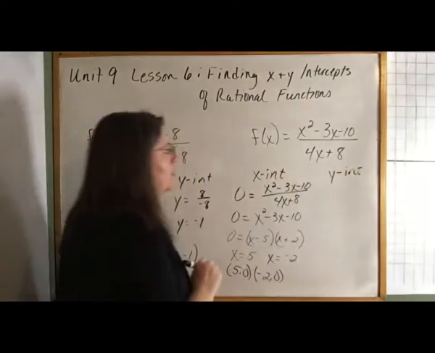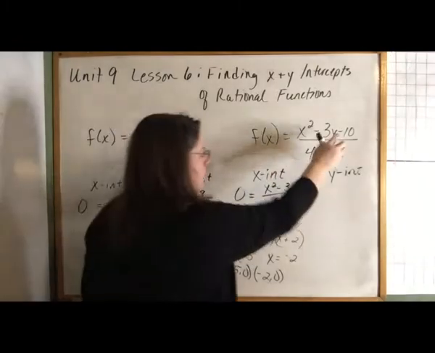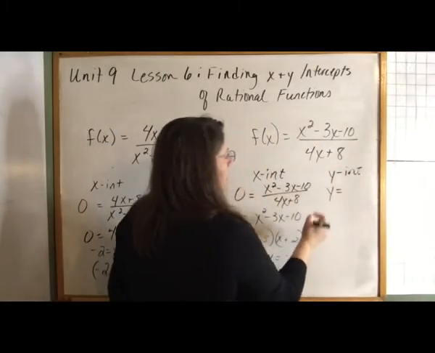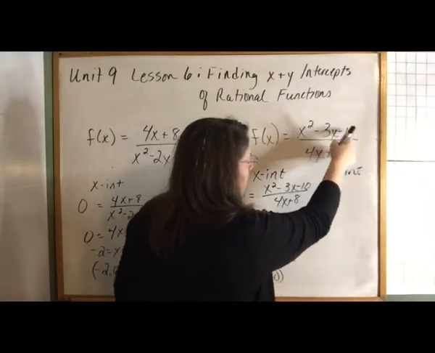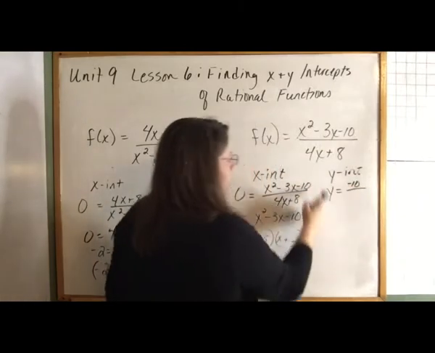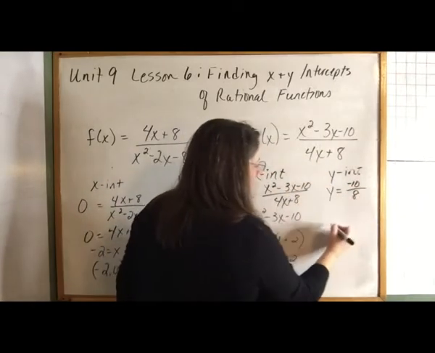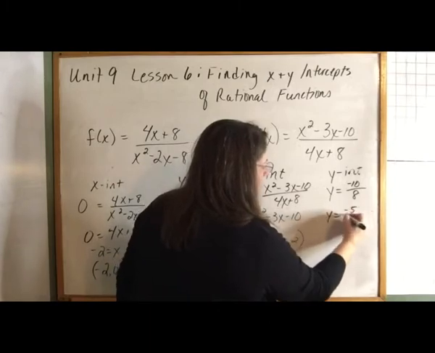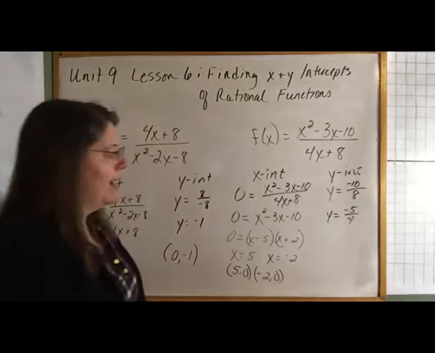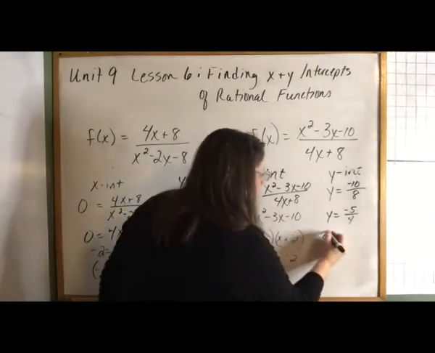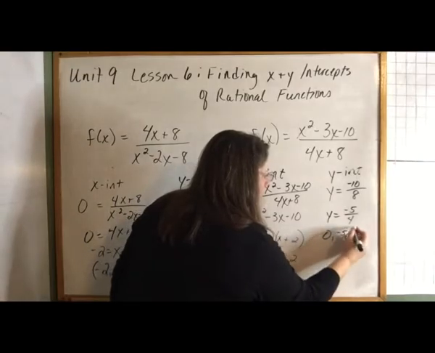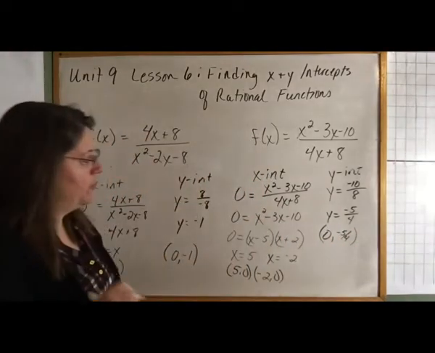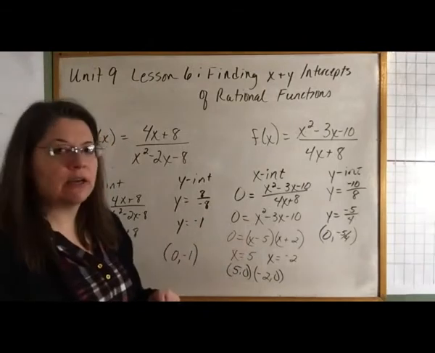To find the y-intercept, I'm going to set the x's equal to 0. 0 minus 10 would give me a negative 10. 0 plus 8 gives me an 8. So y equals negative 5/4 for my y-intercept, and that as an ordered pair is 0, negative 5/4. So we found all of the x and the y-intercepts there.